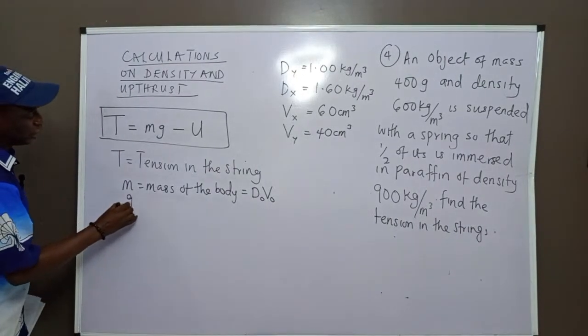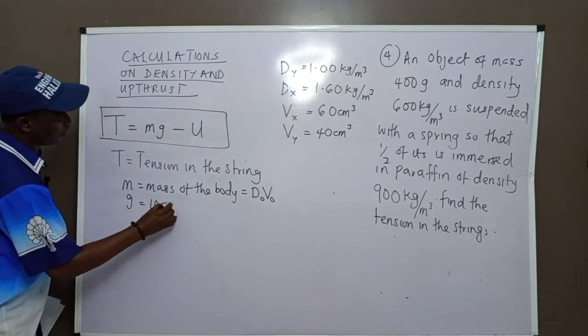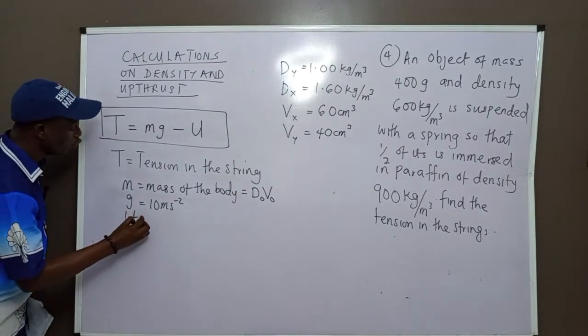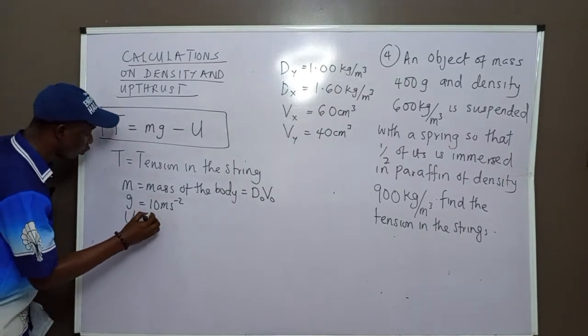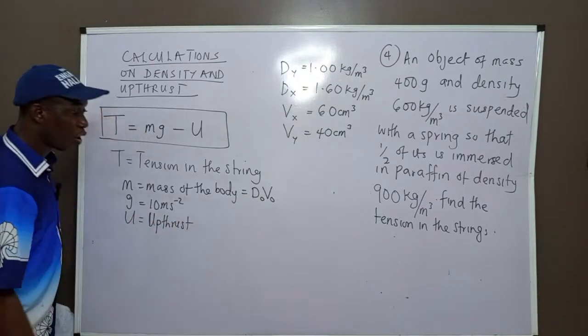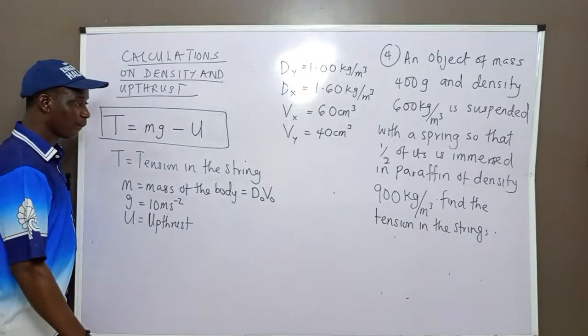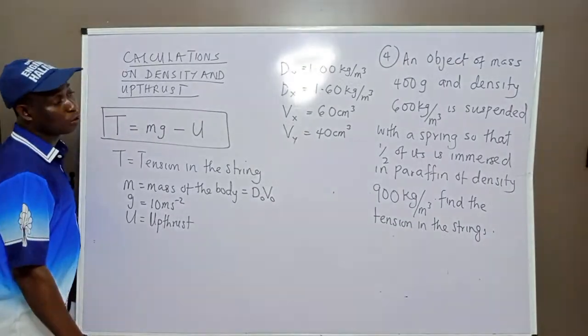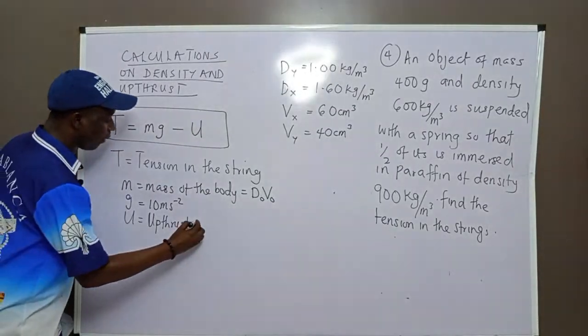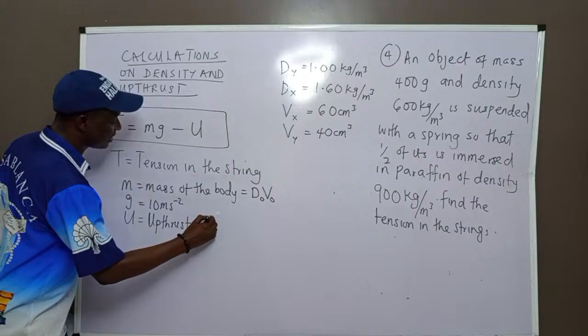Then what is your G? G is 10 meters per second square, acceleration due to gravity. Then what is your U? U is upthrust, or what we call loss in weight. Or what we call the weight displaced in water or in that liquid. And that upthrust is equal to weight displaced in liquid.